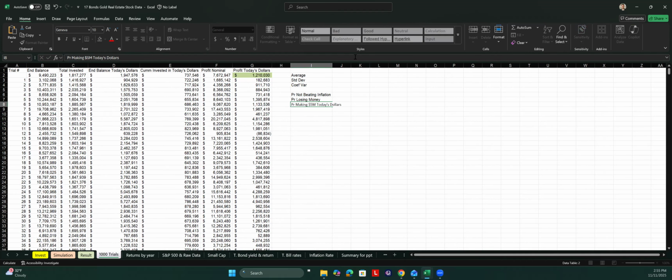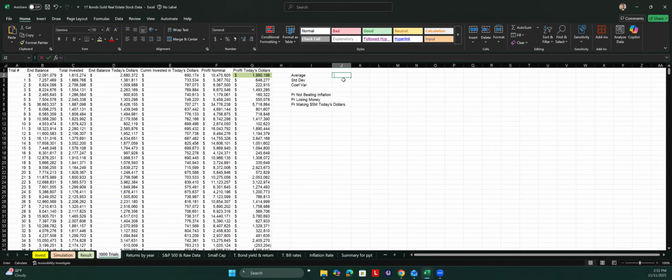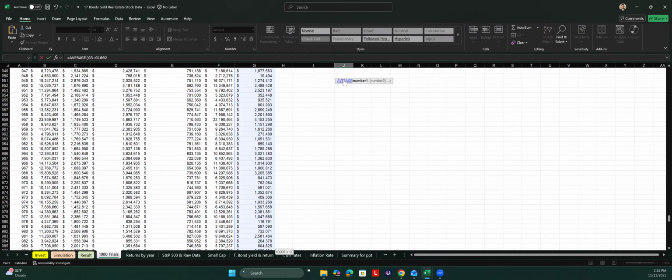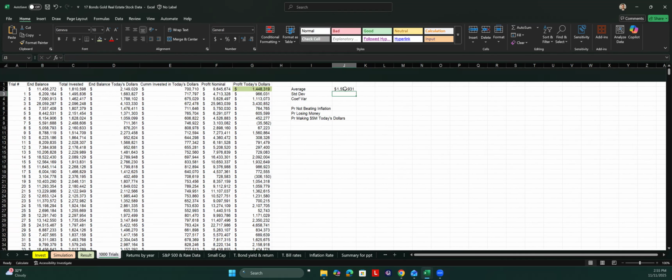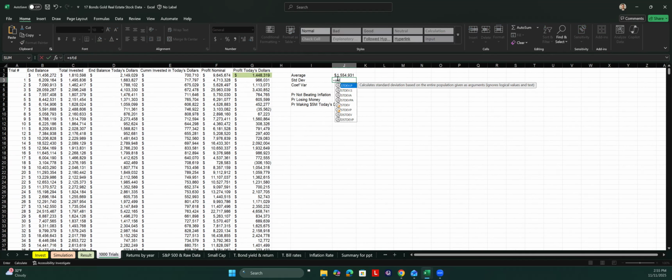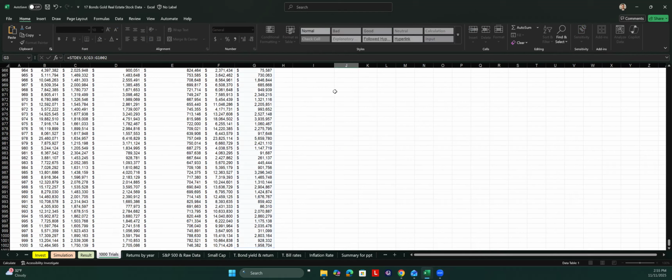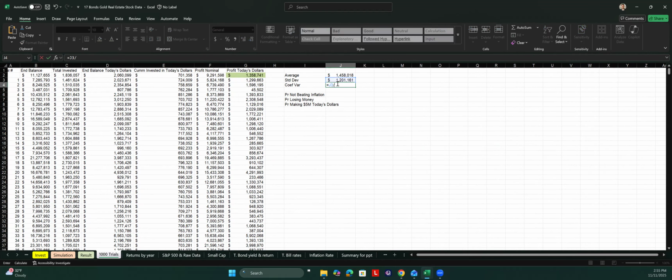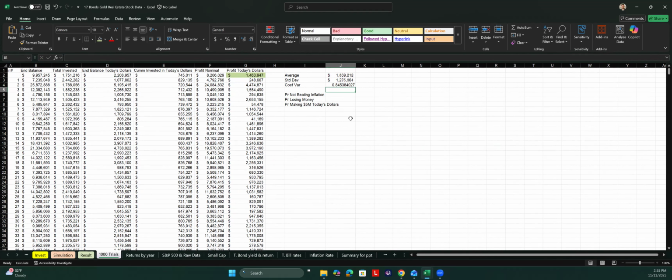Okay, perfect. So the average of today's dollars will be the average function, Control Shift down arrow, enter. So average profit ended up being $1.5 million in today's dollars. And the standard deviation of the sample is Control Shift down arrow, enter. It's quite high for equities, 1.2 million.